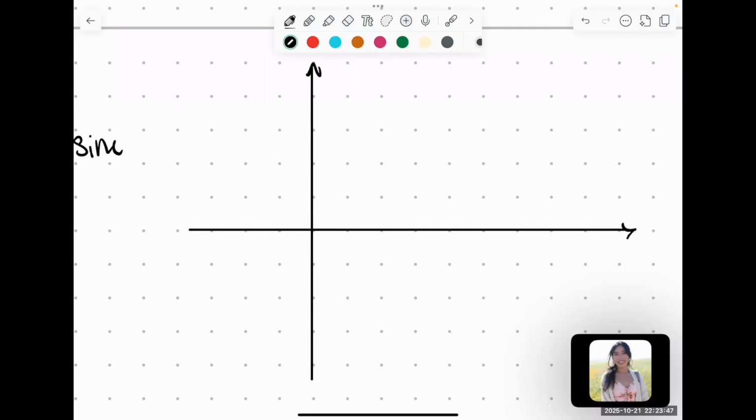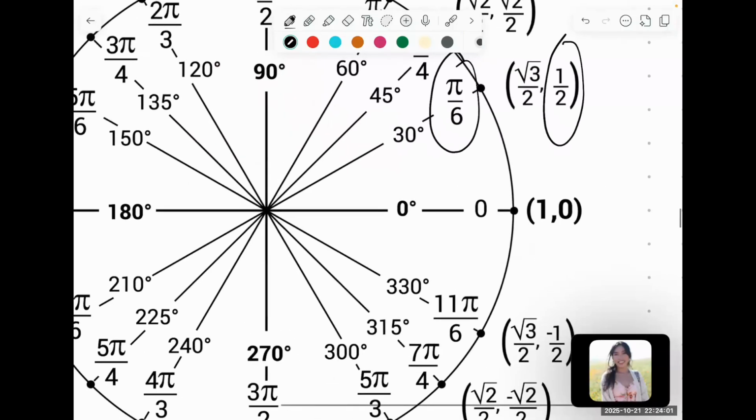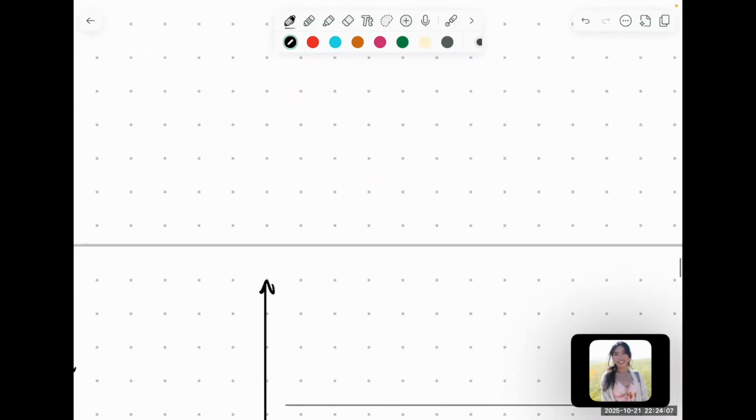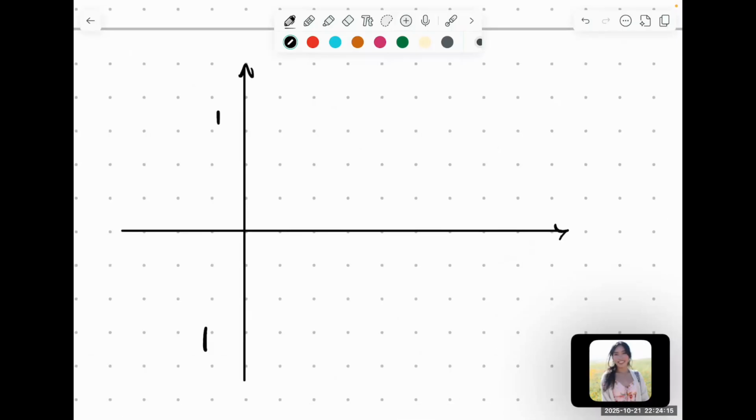So basically, the graph of sine is going to look a little bit different than the graph of cosine, and that's okay. For the graph of sine, we go back up here. For our y, we just see that it goes from -1 to 1. And then it's going to start at 0. We're going to put in pi, 3 pi over 2, 2 pi.